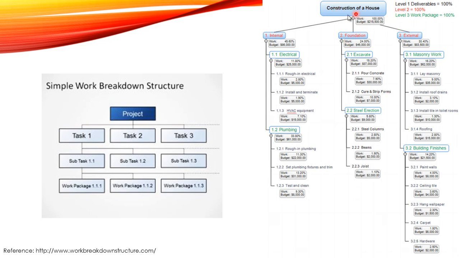For example, construction of a house is subdivided into the WBS internal, foundation, and external, and the further WBS is divided into electrical and plumbing work. Foundation is divided into excavation and steel erection works, etc. And in each WBS there are activities. This WBS is made to simplify the work of a project.